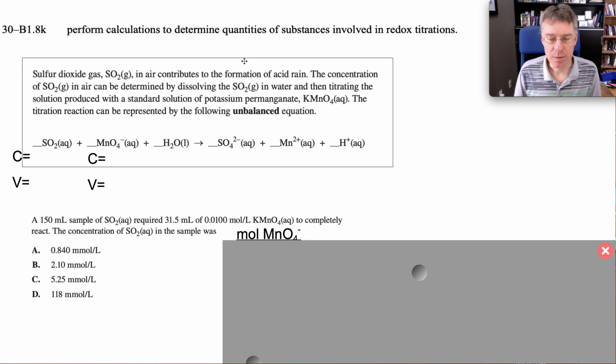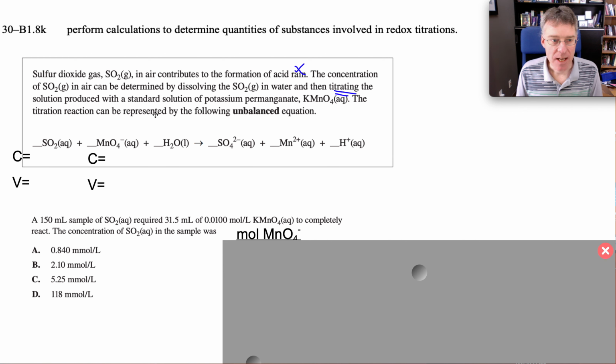With titrations, be it acid-base in Chem 20 or redox titrations, I really encourage you to make a little visual aid of what's going on. You need to know the concentration and volume of the 2 reactants that are limiting this reaction. So let's grab that information. So we've got sulfur dioxide gas, causes acid rain, so nothing important yet. The concentration can be determined when titrating. So this is when we're going into titration mode.